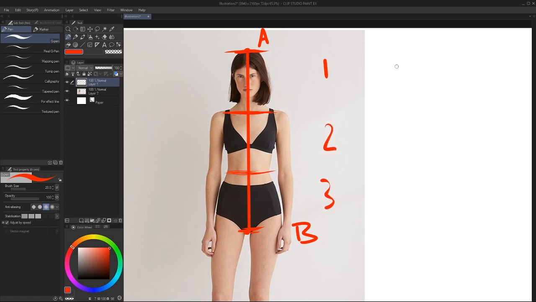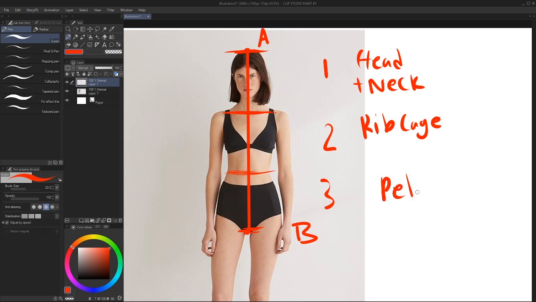Within the first area, we have the head itself and the neck. Within the second area, we have the rib cage. And within the third area, we have the pelvis. And a little gap connecting the two, connecting the pelvis and the rib cage. So, plus a gap.